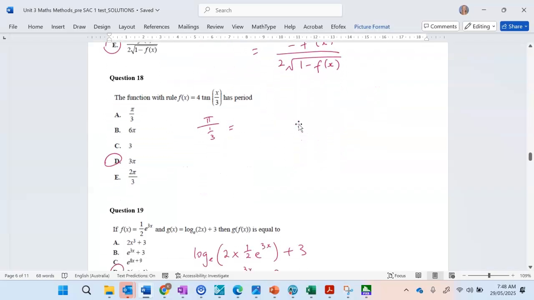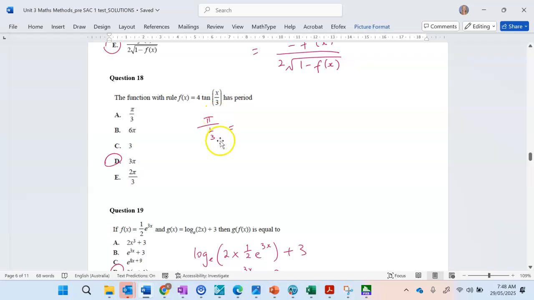All right, this one here should be 100%. So 60% of students got this correct on the actual exam. Your period for your tan is just pi over n. It's not 2 pi over n. Remember, tan is friends with sine and cos, but sine and cos are best buddies. Tan is slightly different, so you calculate the period differently.